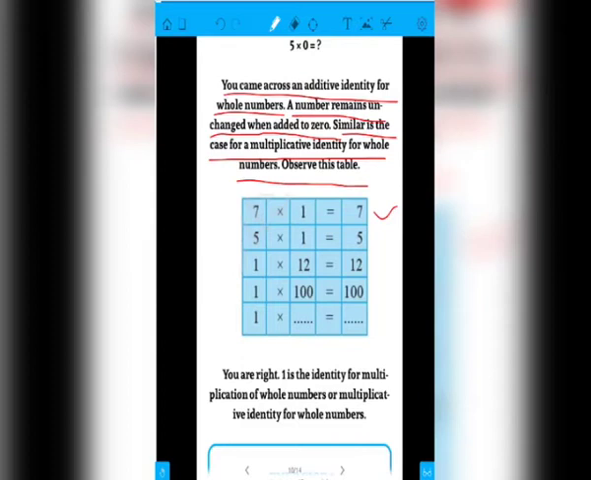For example, over there I am adding 0, but over here I am multiplying with 1, that is 7 into 1, that is 7. 5 into 1, that is 5. 1 into 12, that is 12. 1 into 100, that is 100, and so on. So whichever number I multiply with 1, the answer will be the number itself. So you are right, 1 is the identity for multiplication of whole numbers, or multiplicative identity for whole numbers.